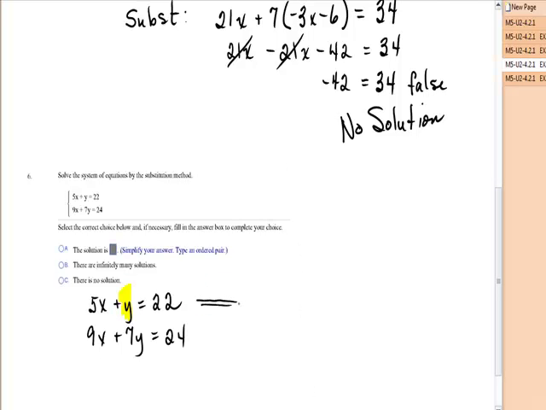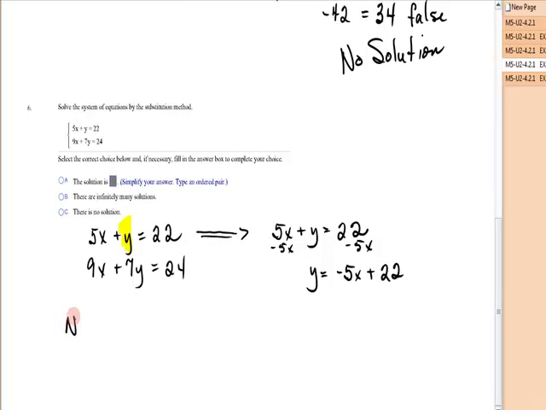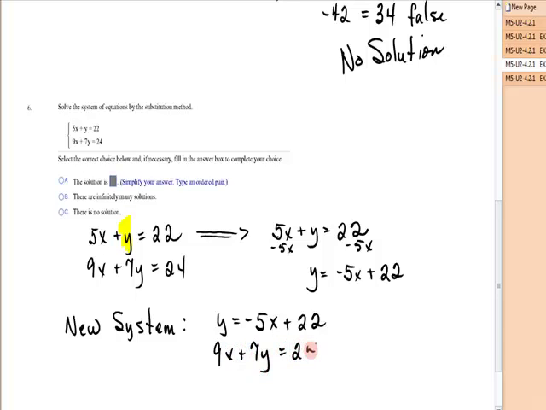So I'm going to take that. I have 5x plus y is 22. Subtract 5x, and y is negative 5x plus 22. I have a new system. Now the top equation has been rewritten as y equals negative 5x plus 22, and the second one is 9x plus 7y is 24.